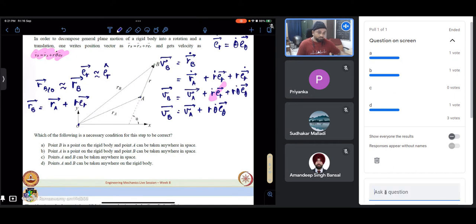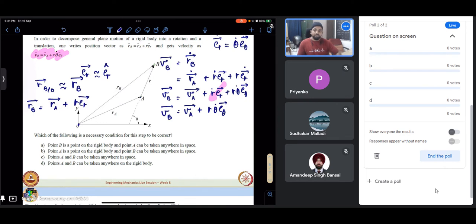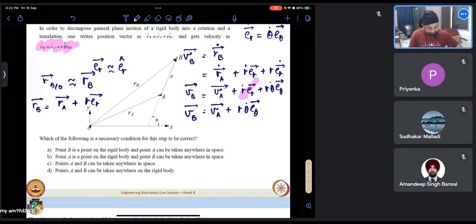It need not be at fixed points on the rigid body, but at arbitrary locations. So could we just have a poll on this if you are interested? Which one do you think is right? You can just select based on the discussions that we have had. I made the poll live. Okay, I've got some answers. I'll end this poll. Let me just clarify. The answers which I have got include A, B, and D. Let me clarify why only one of them is correct.